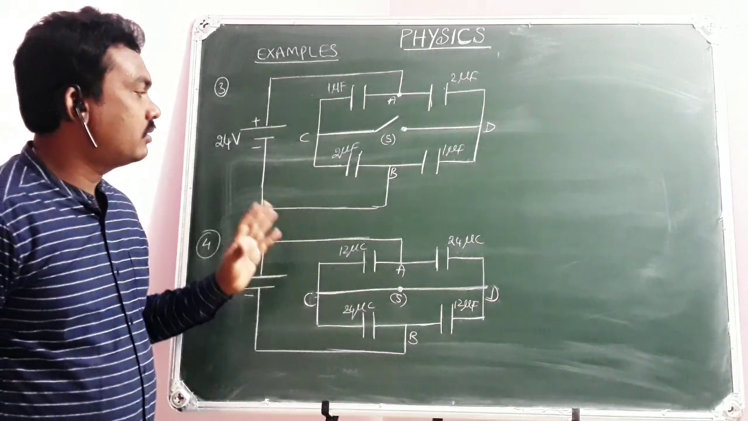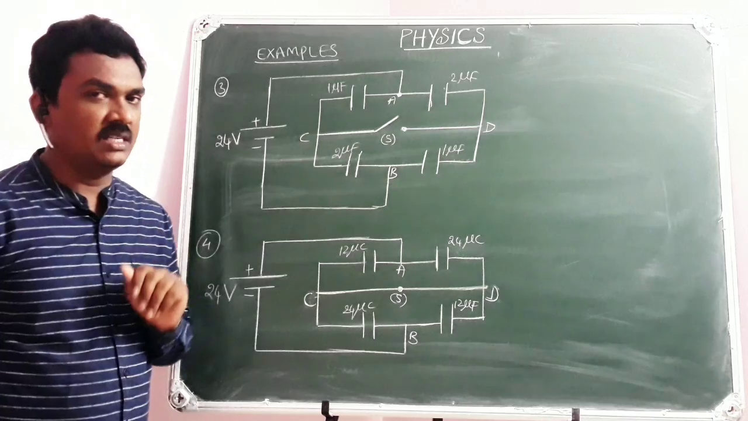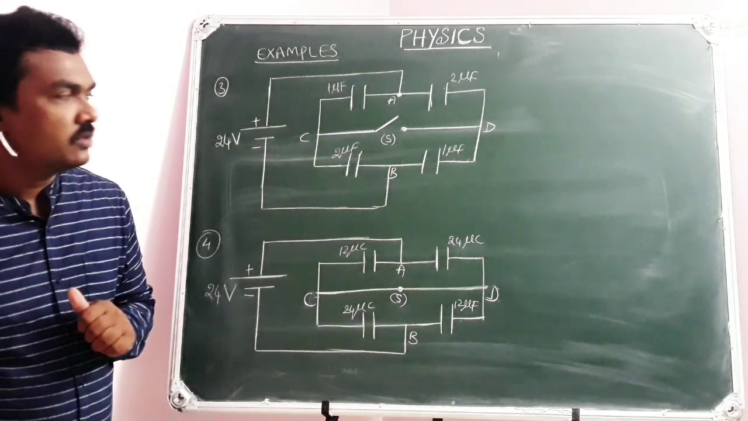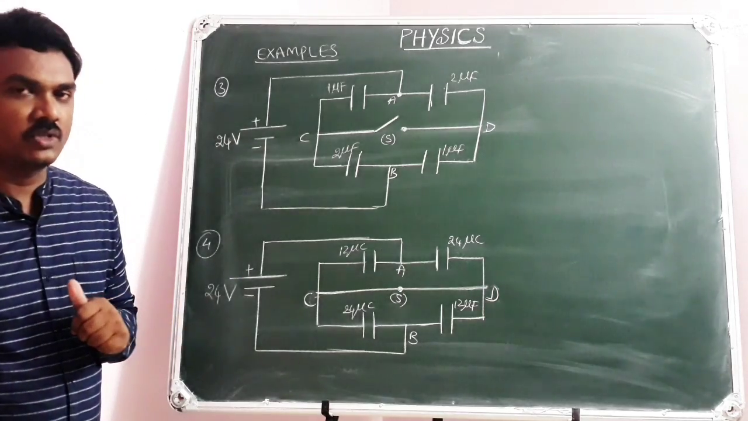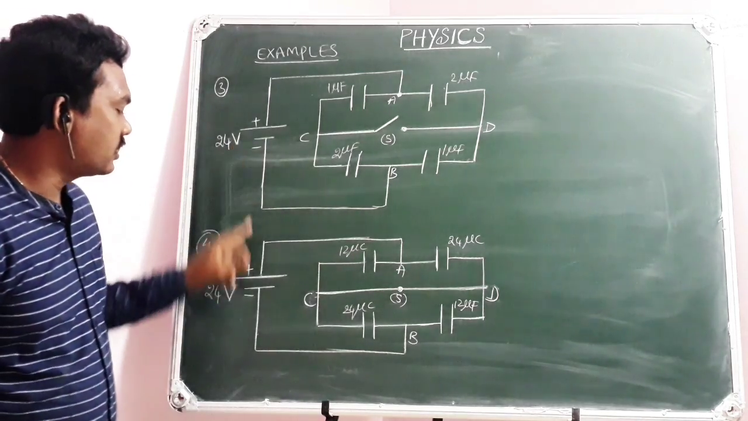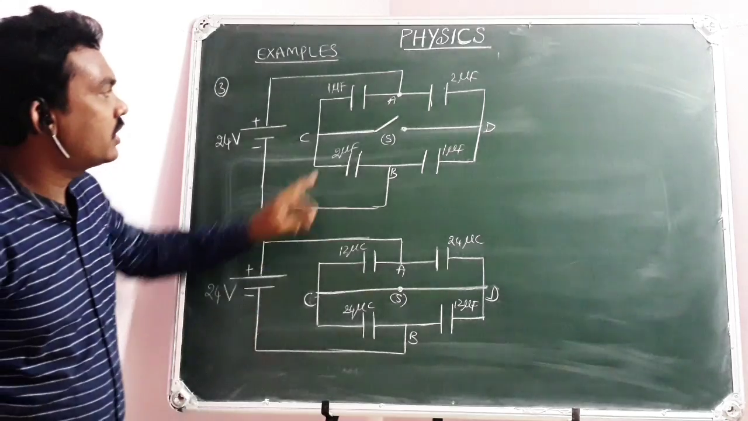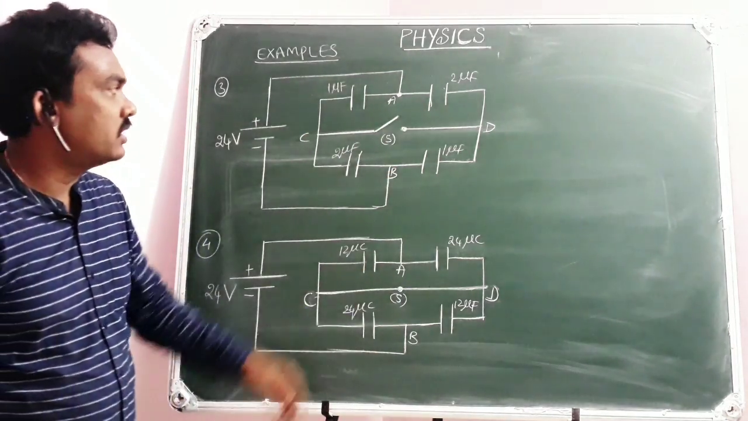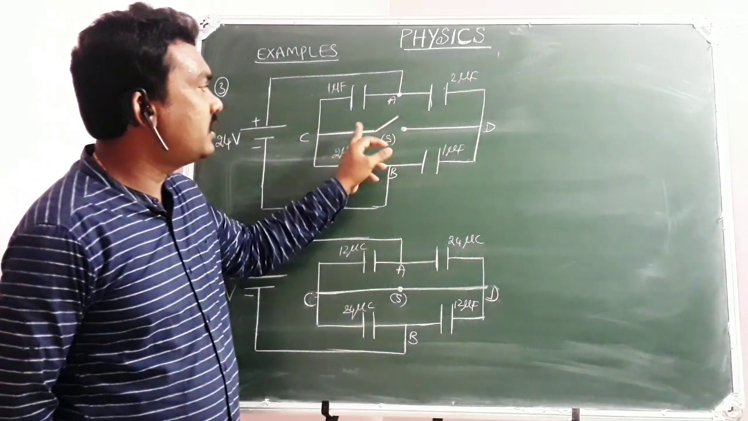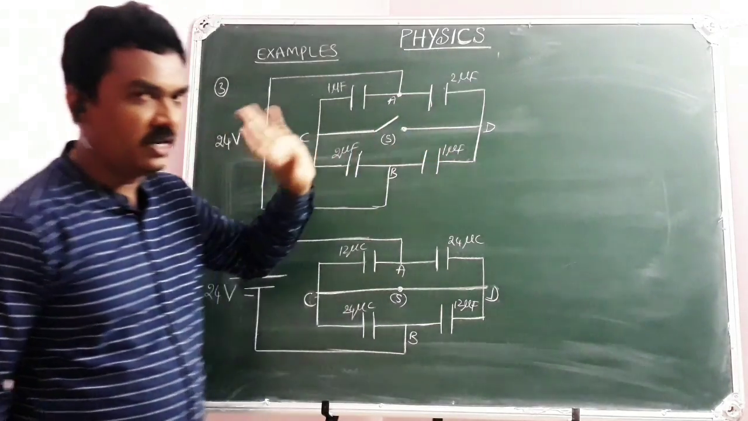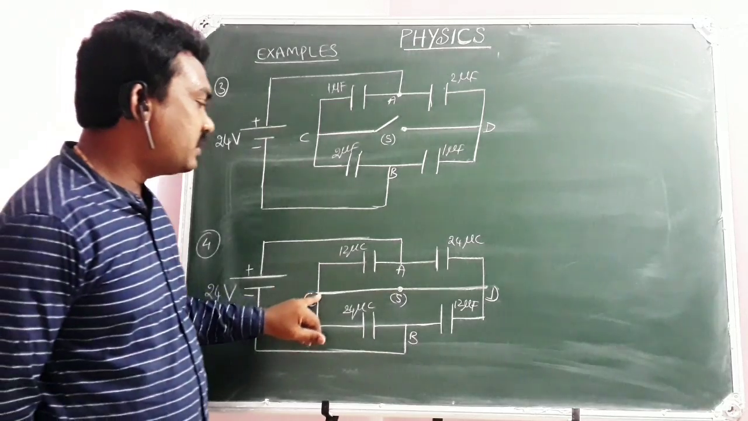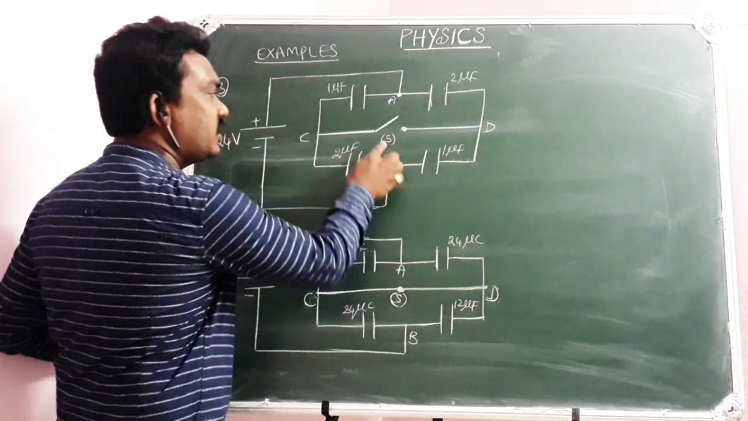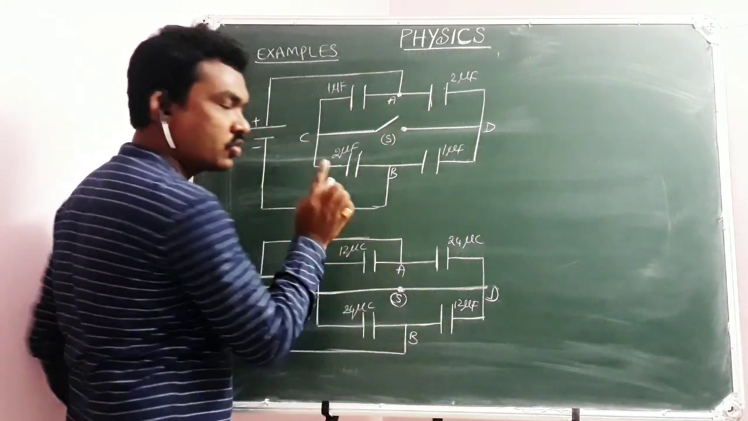Yes, here on the board you are finding two examples, which are completely different examples. So there is some common also, of course. Here 20 volt battery, here also 20 volt battery. Here there are 4 capacitors, here also there are 4 capacitors. But the only thing is, here the switch in between C and D is opened, but here the switch in between C and D is closed. Here switch S is opened, here switch S is closed.